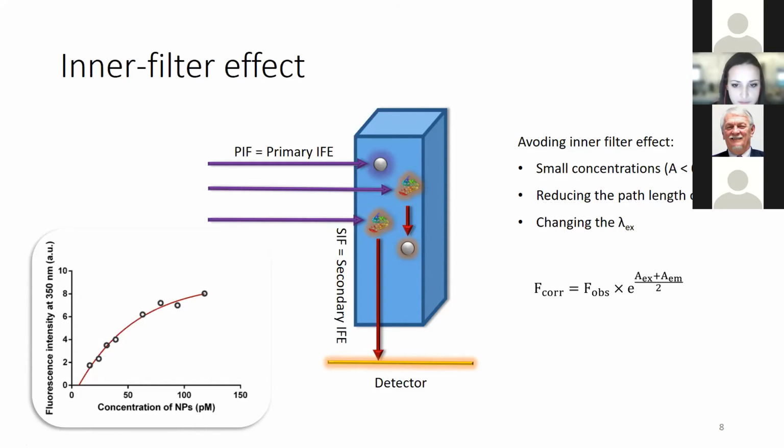At some point, the absorption inside of the cuvette becomes so high that the fluorescence will not be in a linear relationship with concentration. How can you avoid it?